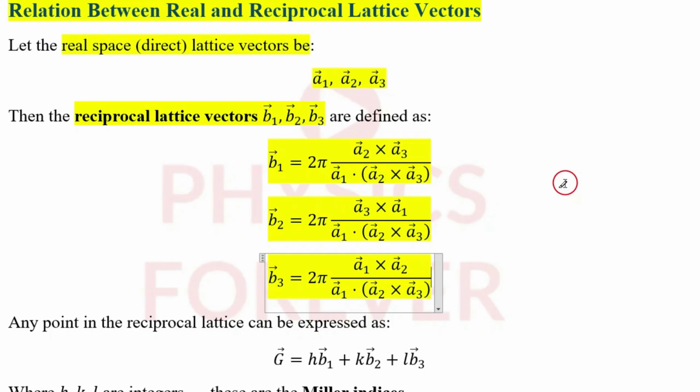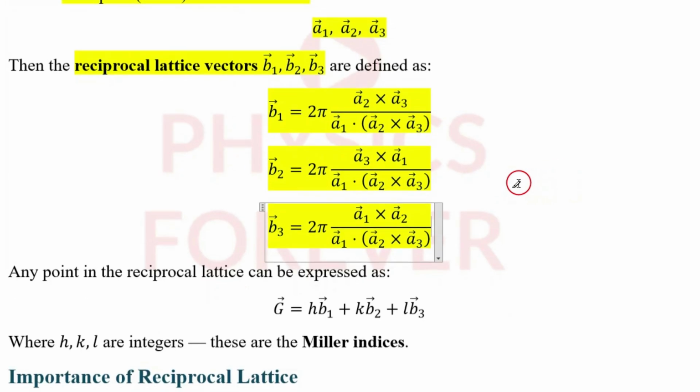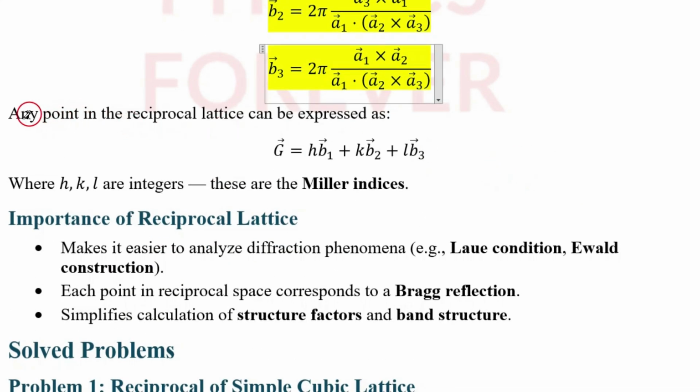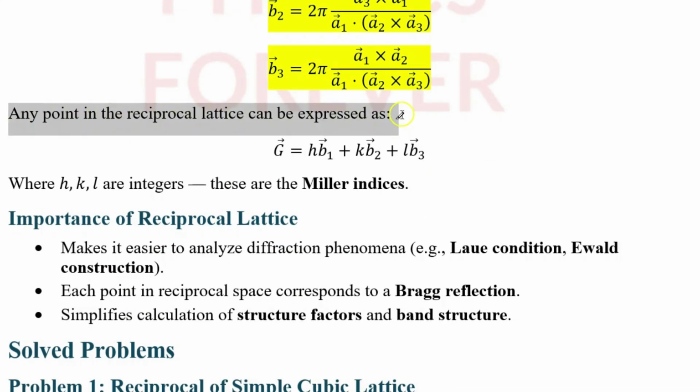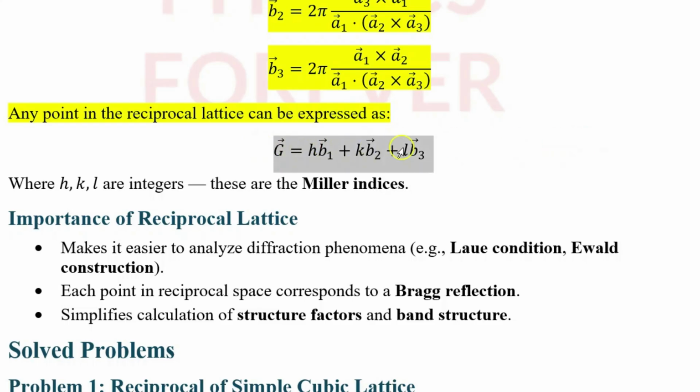Okay, then b1 is equal to 2 pi a2 cross a3 divided by a1 dot a2 cross a3. So dot product, vector product adala theriyum. Okay, so then a1 a2 a3 ன்றது real space, b1 b2 b3 ன்றது reciprocal lattice vectors. So then any point in reciprocal lattice can be expressed as, so இதே நிறைய times mostly CSRல இந்த question வந்திருக்கு.